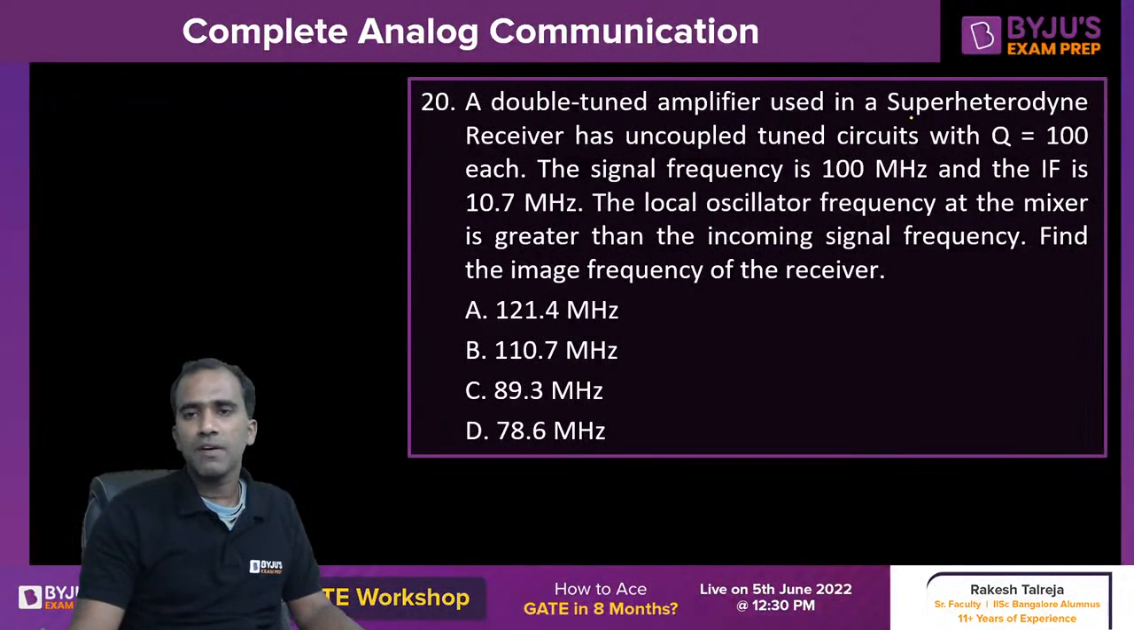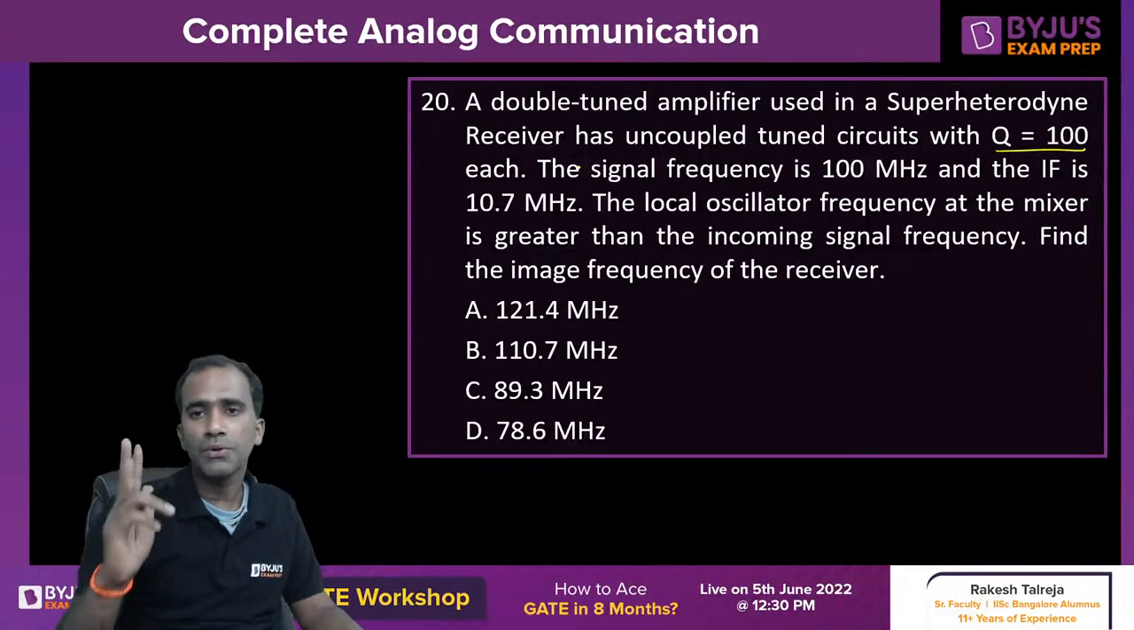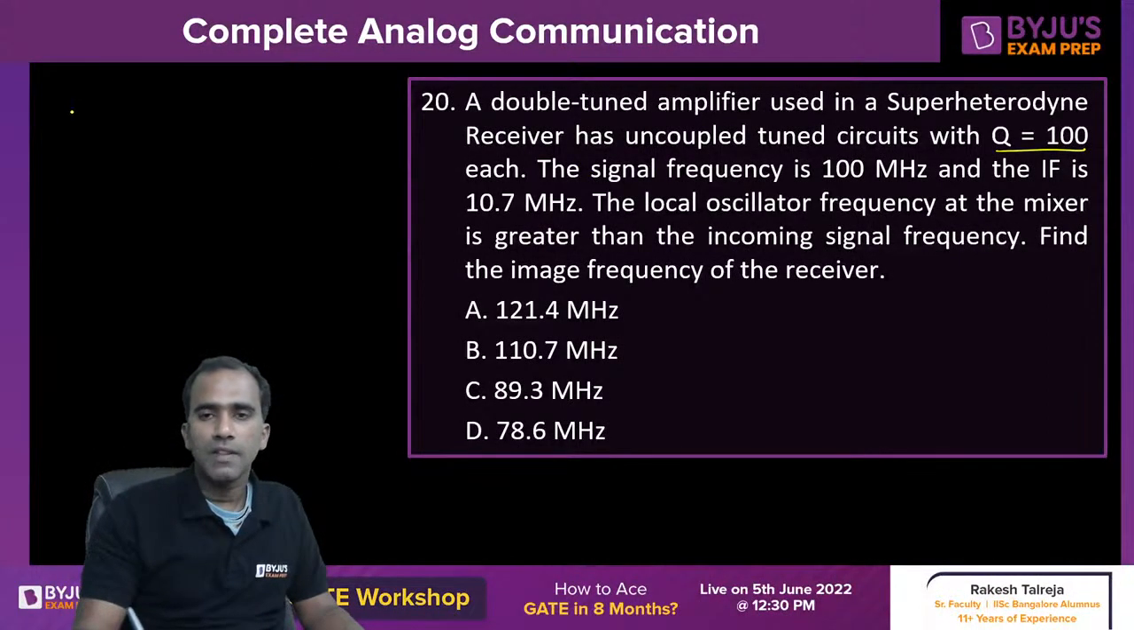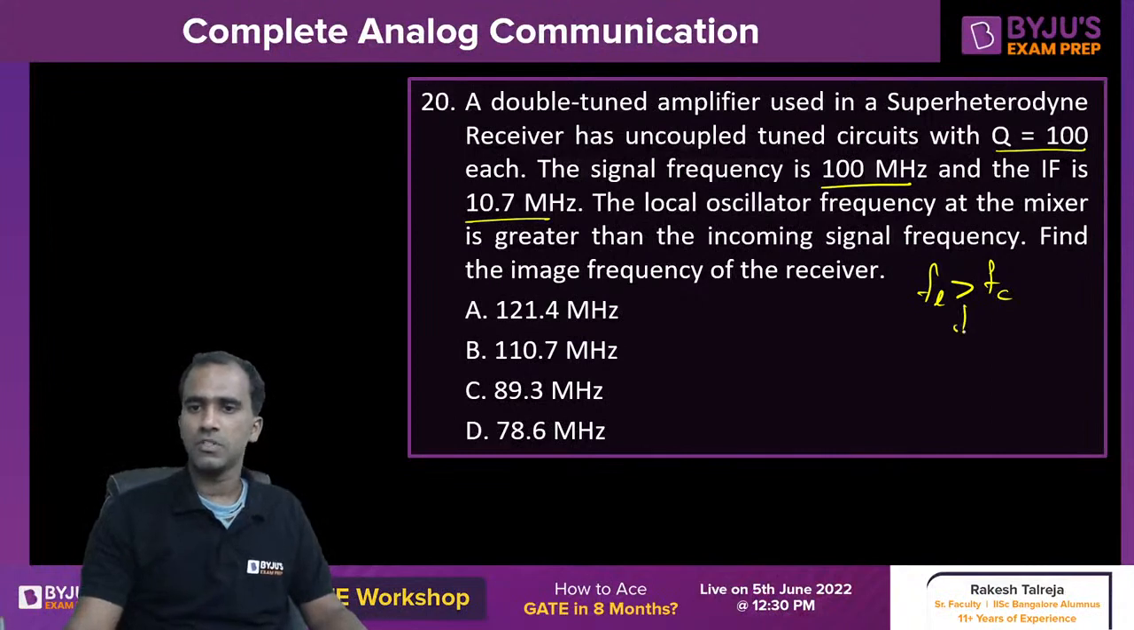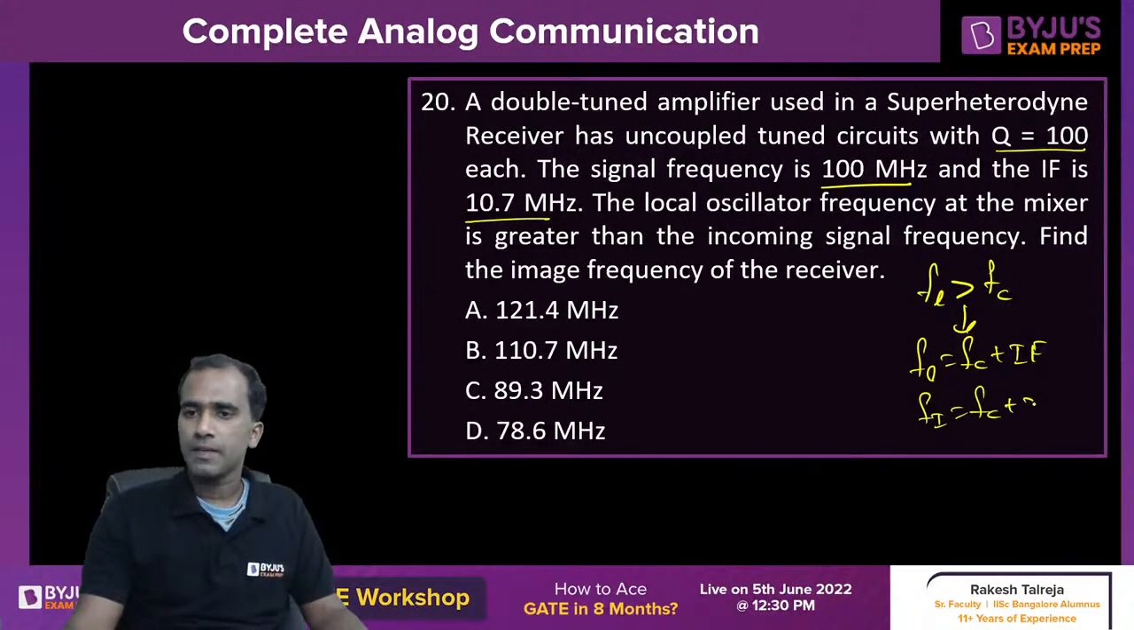A double-tuned amplifier used in a superheterodyne receiver has uncoupled tuned circuits with quality factor Q equal to 100 each, which means they are using two tuned circuits. When they are using two tuned circuits, I'll talk about it. A signal frequency 100 megahertz and the IF is 10.7 megahertz. The local oscillator frequency at the mixer is greater than incoming signal frequency. Incoming signal is nothing but tuned frequency, Fc, which means they are giving information that FL is Fc plus IF, not Fc minus IF, and the image frequency will be Fc plus 2IF.